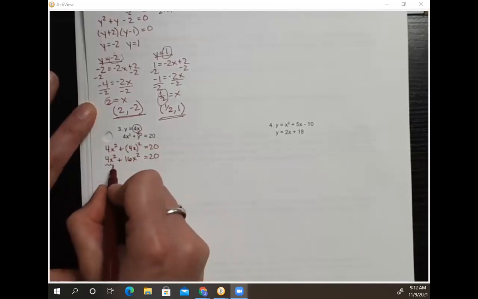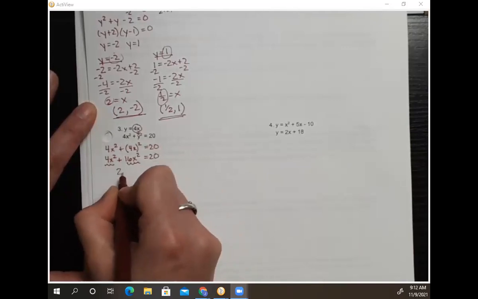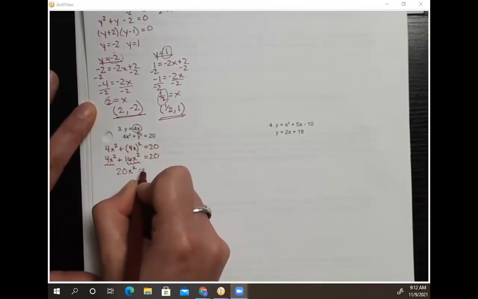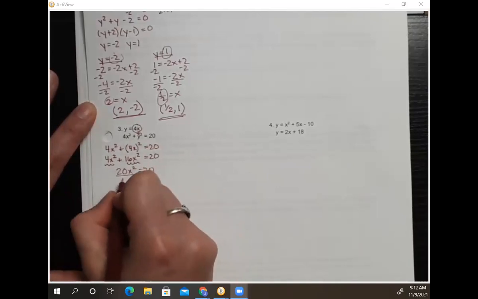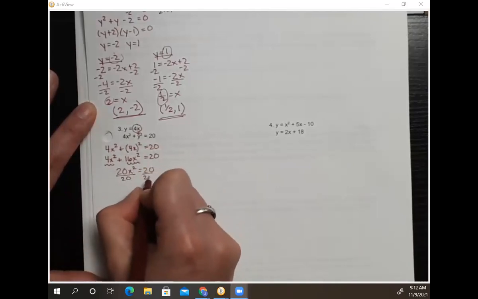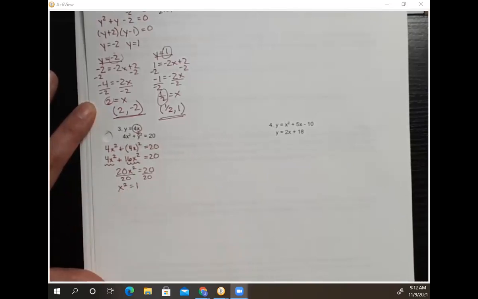And now I've got like terms here. These are both x squared terms, so I can combine them. That would give me 20x squared equals 20. And now I'm going to divide both sides by 20 to get the squared piece by itself. So I get x squared equals 1.